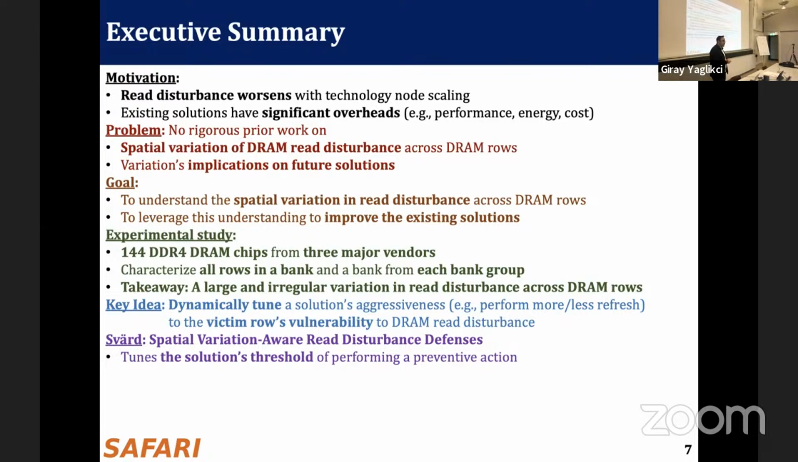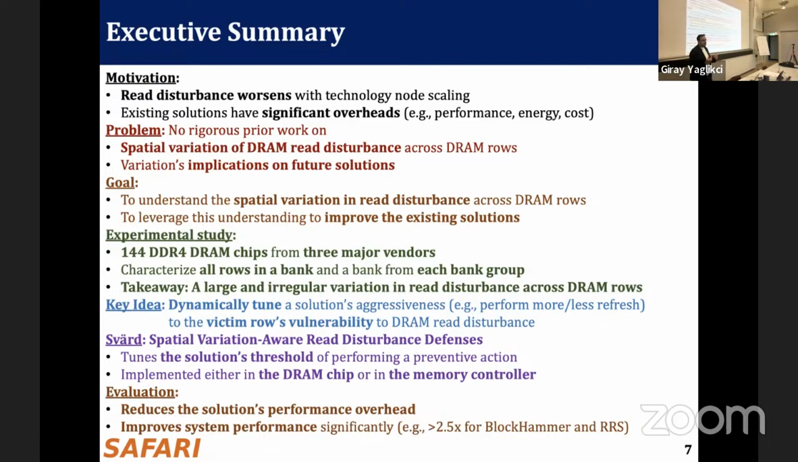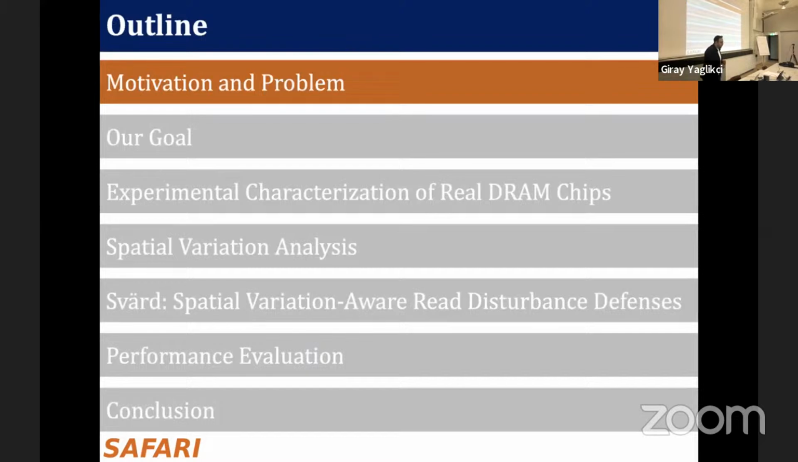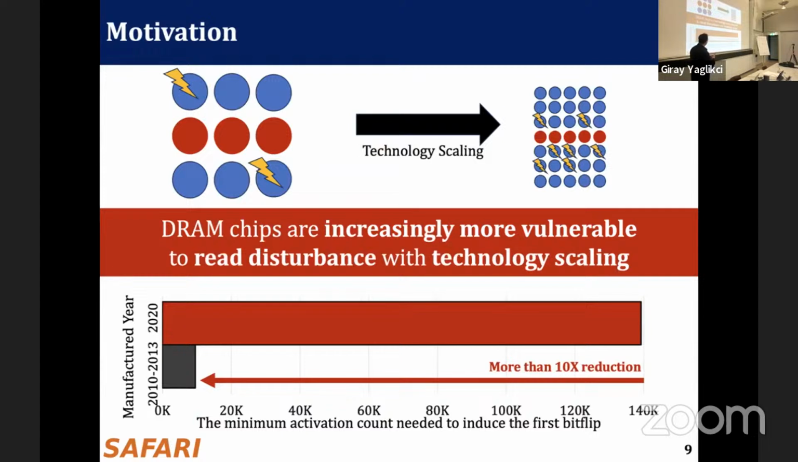Svärd tunes the solution's threshold for performing preventive actions, and it's implemented either inside the DRAM chip or in the memory controller. We evaluate the effect of Svärd on existing defenses, and we show that it reduces the given solution's performance overhead quite significantly, and as a result, it provides some speedup to your system to concurrently run benign applications as well.